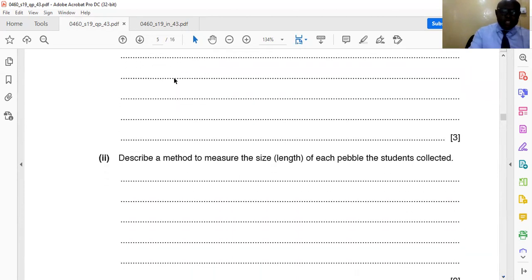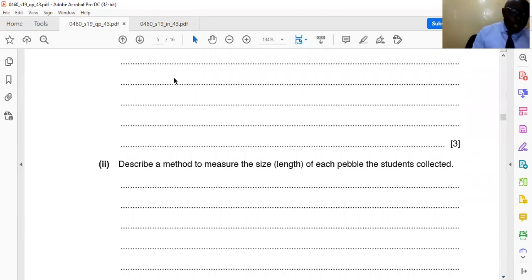Describe a method to measure the size of the pebbles. So they can use a pebblemeter. A pebblemeter is an instrument used to measure the width of a pebble. Or they can use a vernier caliper. You can just Google online what a vernier caliper is. It looks just like a clipper. It clips the pebble and you can measure the width. Basically, it's to measure the width. So it's the width that we use to decide the sizes.